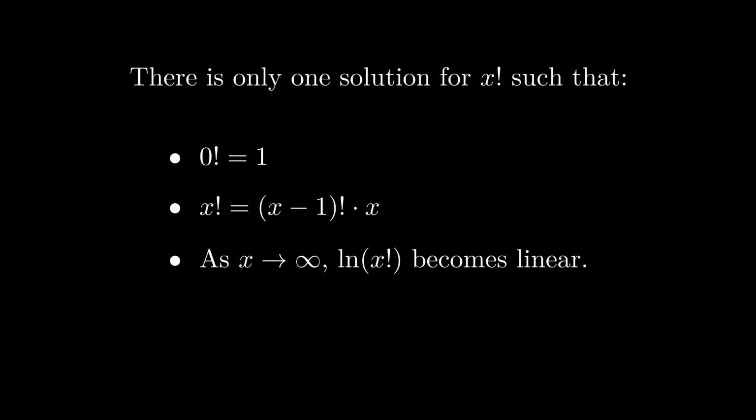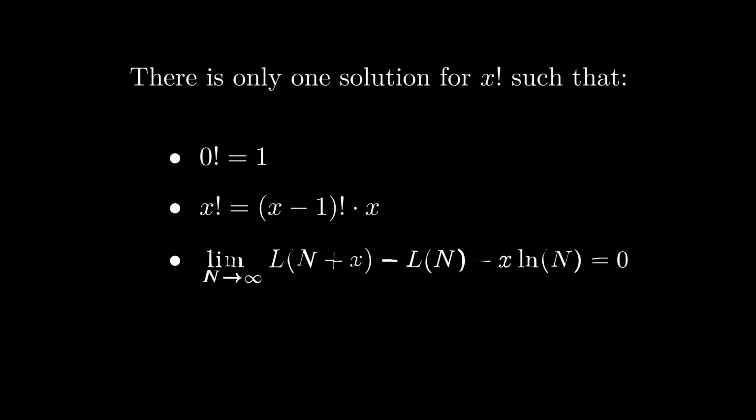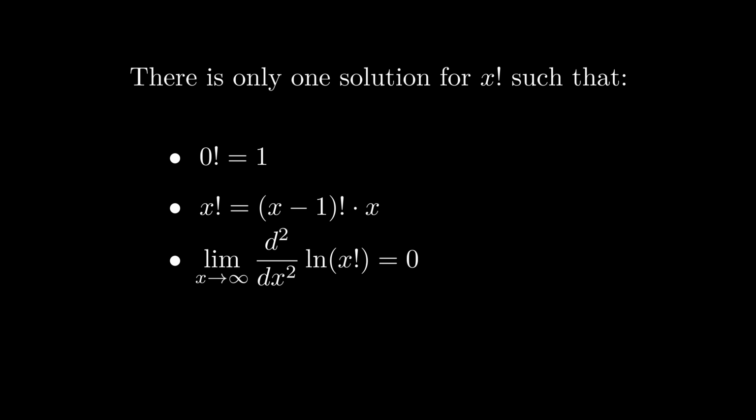To quickly recap what we constrained to get this one solution, our solution is the only function that matches the normal factorials on some point, adheres to the recursive formula for all x, and has a logarithm that becomes more like a line as x gets larger. To be mathematical about this last point, we could write it as this limit that we came across in our derivation. Or, one neater way would be to say that the second derivative of the log of the factorial must approach 0.